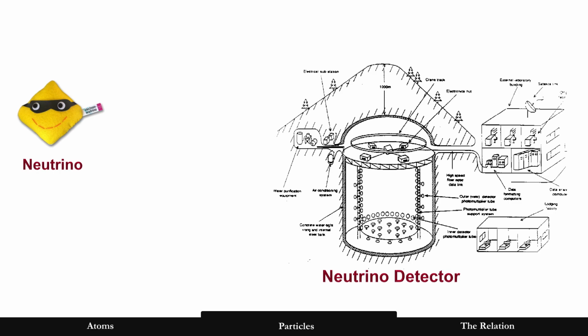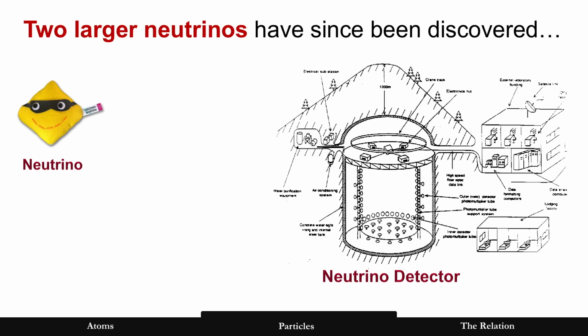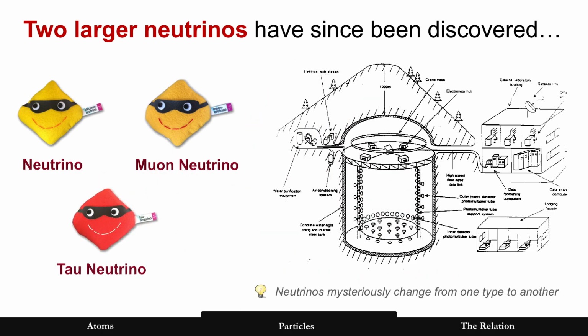After these neutrino detectors were built, it's interesting because 2 more neutrinos have been discovered. They have names like muon neutrino, and tau neutrino. They are larger, but interestingly, as neutrinos, which are produced by the sun and travel to Earth, travel, they can transform from one particle to the next. A neutrino can become a muon neutrino or a tau, mysteriously.